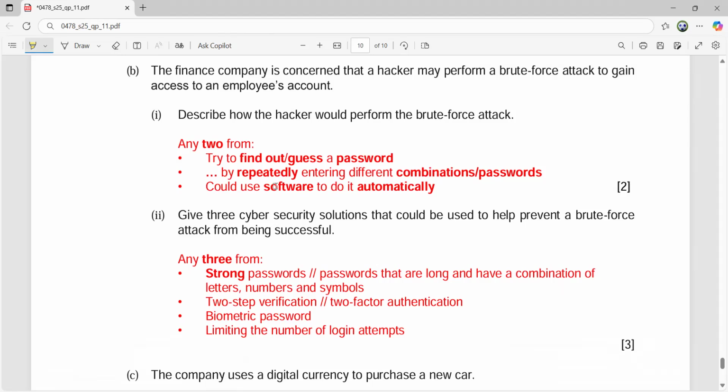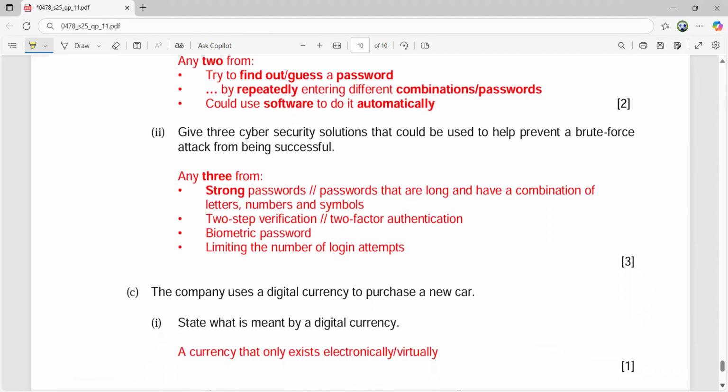Limiting the number of login attempts. If we limit the number of login attempts and the account is locked, then that is also a good option. So give 3 cybersecurity solutions is mentioned here, and marks are yours.